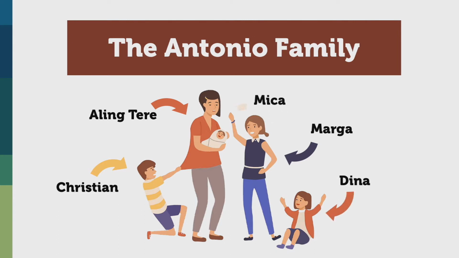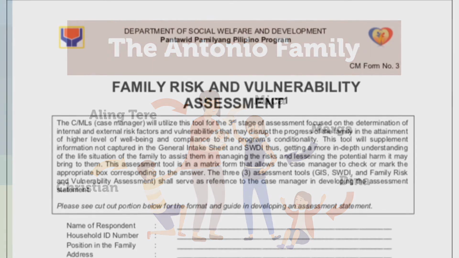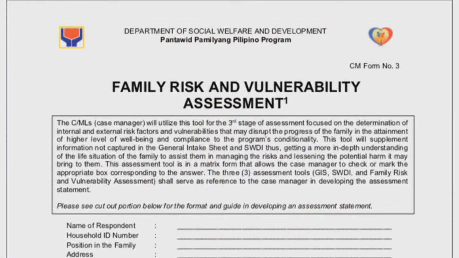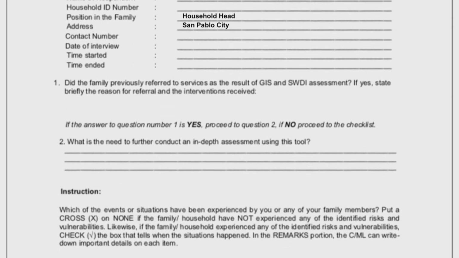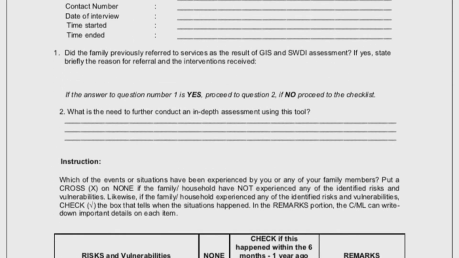Using the CM Form 3, let's take a deeper look at the risks and vulnerabilities of the Antonio family. Our respondent was Teresita C. Antonio, the household head of the Antonio family. They live in San Pablo City. Now, based on the case study, it was not mentioned whether the family was previously referred to any services. Thus, we skipped the second question.